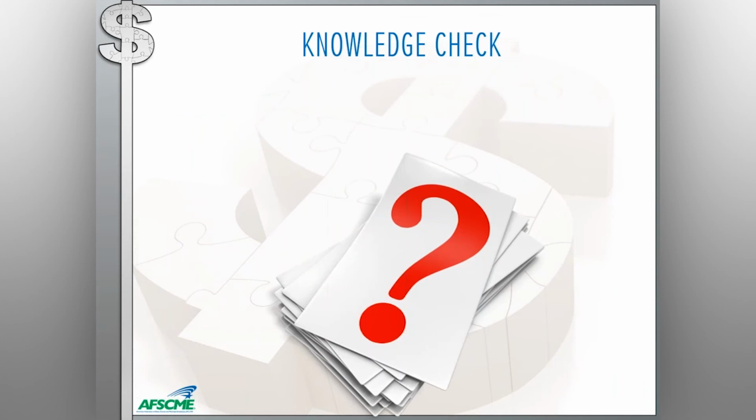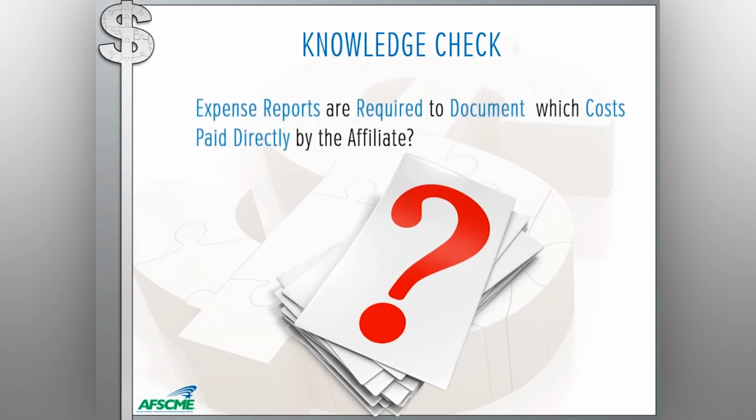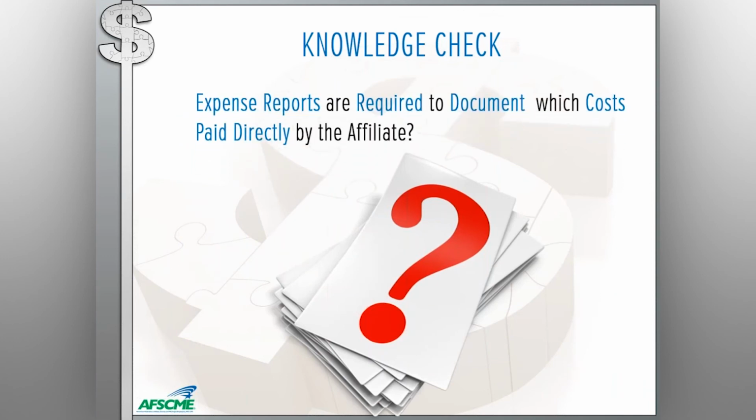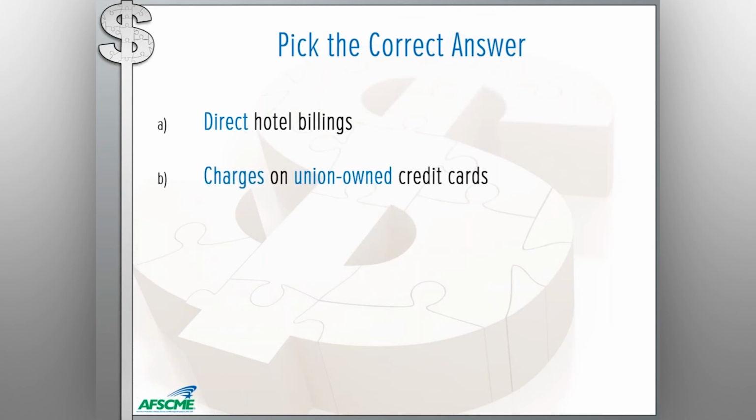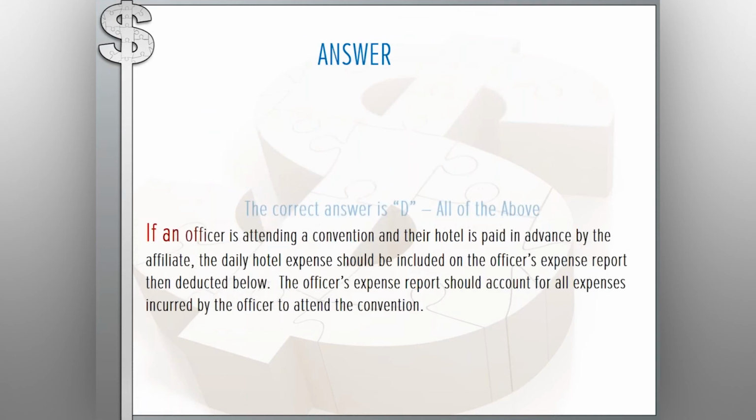Here's a question to test your knowledge. Expense reports are required to document which costs paid directly by the affiliate? Pick the correct answer. A, direct hotel billings. B, charges on union-owned credit cards. C, payments to travel agencies. D, all of the above. The correct answer is D, all of the above.